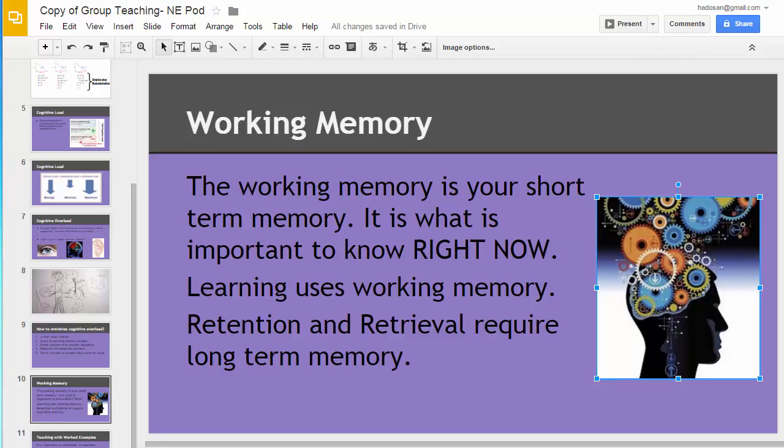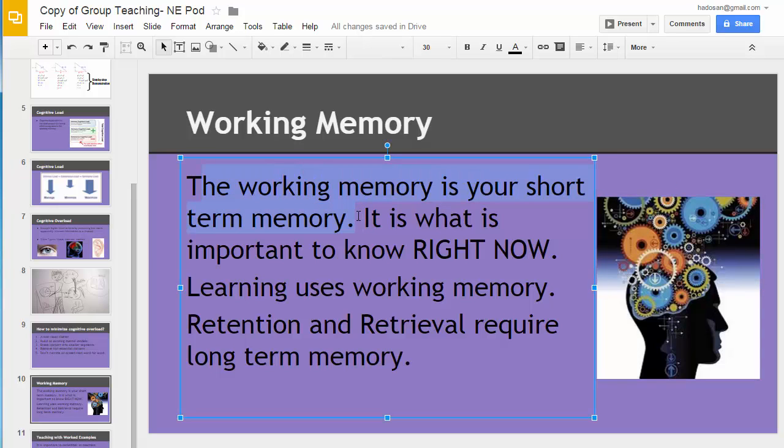If you can come up with descriptive graphics instead of symbolic graphic pictures, descriptive pictures should be your first choice in many cases. If you really want to explain this in class, in your presentation, you're making a few points here. Working memory is your short-term memory. Okay, so that's the first point. Maybe this part doesn't need further explanation, but the second part, it is what is important to know right now. What do you mean by that? Maybe you should give some example here.